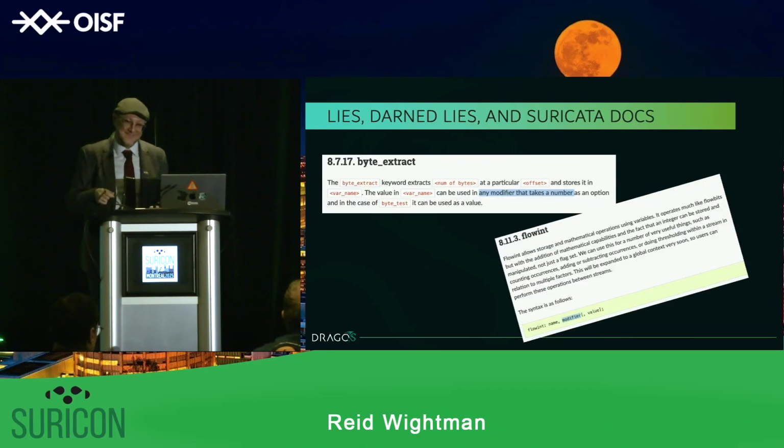So the documentation for this says, and I'm not trying to blame anybody for this, but the documentation says, in the case of byte extract, what's the exact wording here? It says the variable that you extract the data with byte extract into can be used in any modifier that takes a number. And the flow-int documentation says, well, you have a variable name and a modifier and a number value. So I'm like, oh, well, you should be able to use the number extracted with byte extract and assign it to a flow-int or compare it to a flow-int, and everything's going to be great, right?